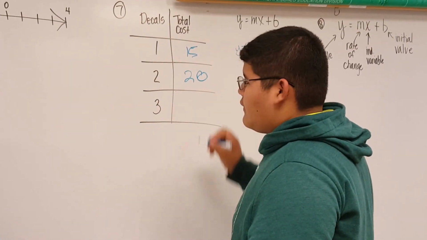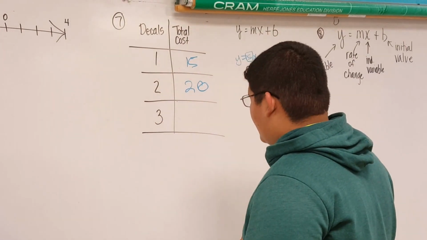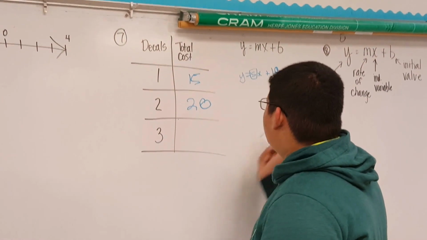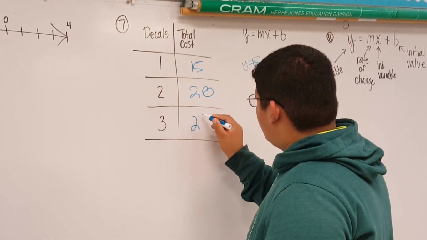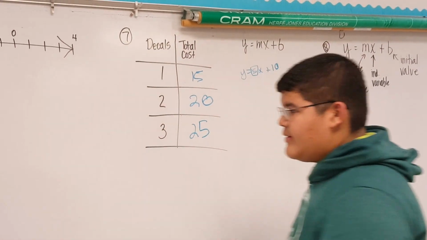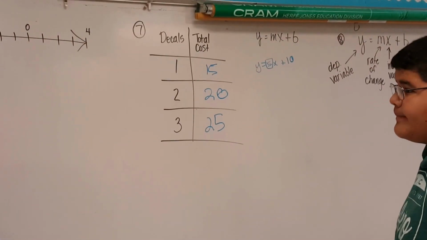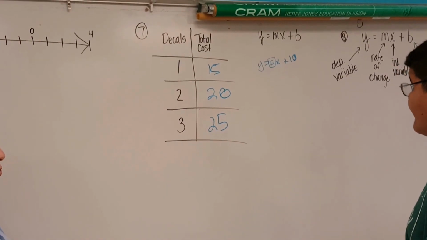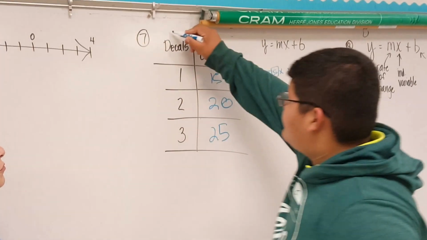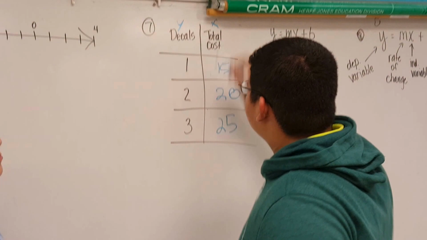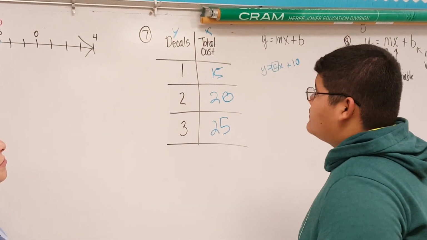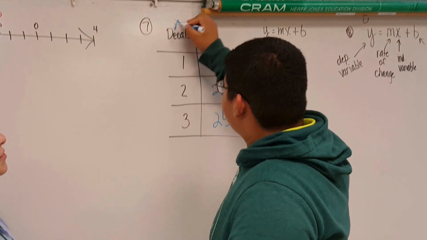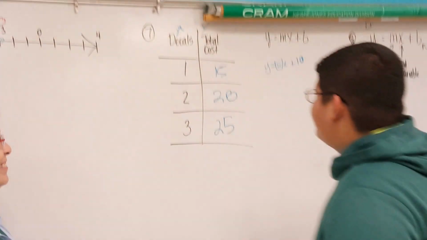Explain why you're doing that, how you're doing that. 10 plus 10. Yeah, right. Perfect. Okay, now explain why. Simple. This is y. This is x. This is x. This is y.